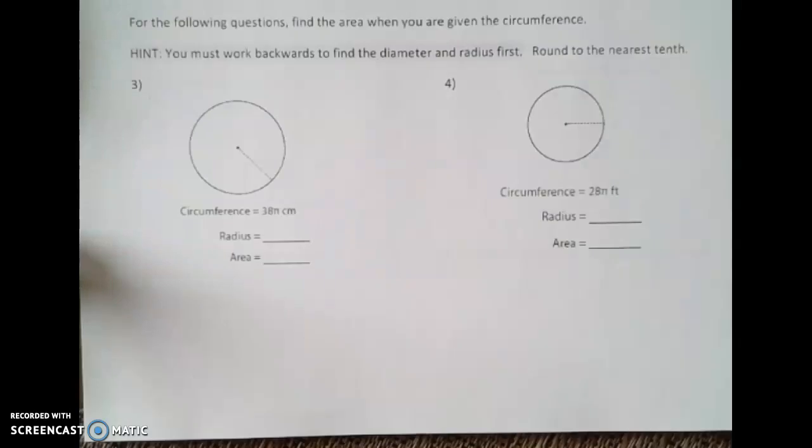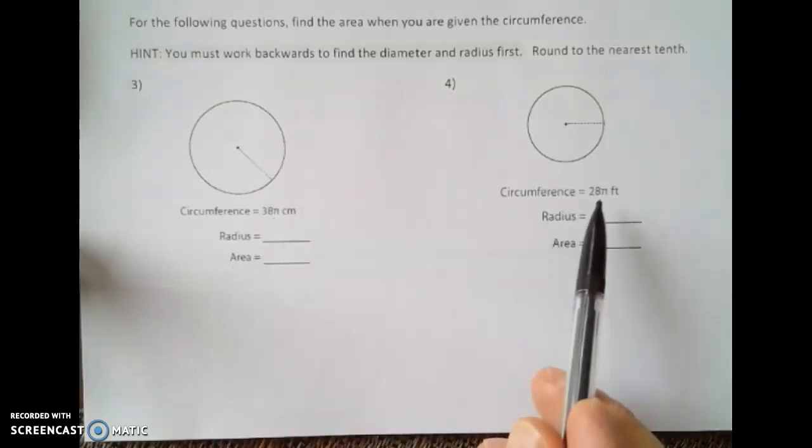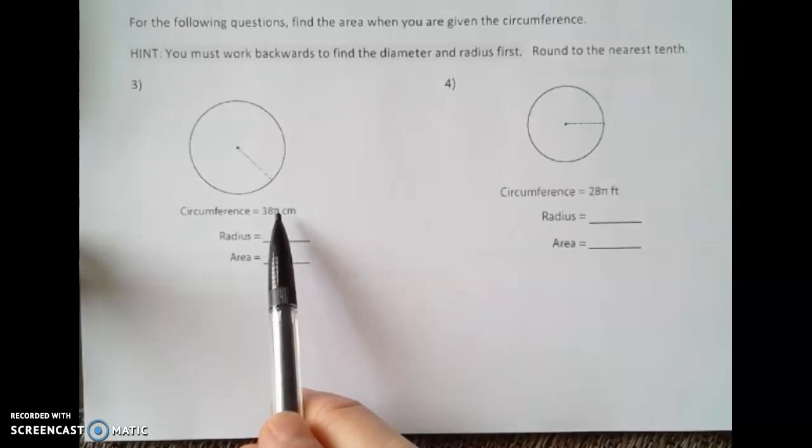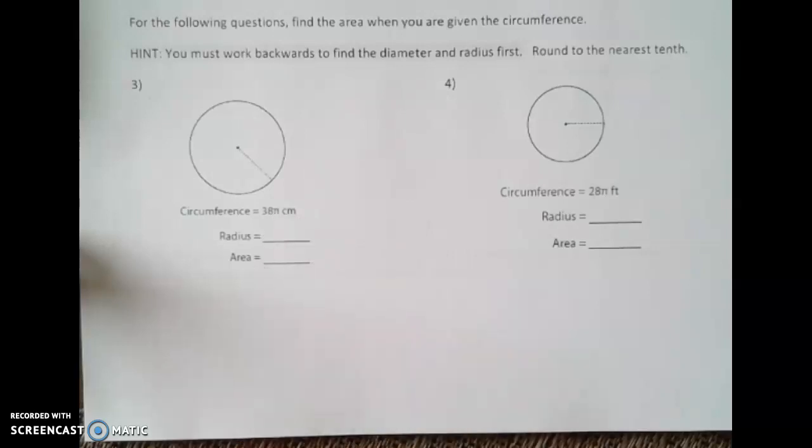In the next 2 examples, we're going to find the area when we're given the circumference of the circle. If you look at both circles in 3 and 4, notice that there's nothing labeled on there. I don't know the radius, I don't know the diameter, but the circumference has been given in each case. I have to be able to go from the circumference all the way to the area.